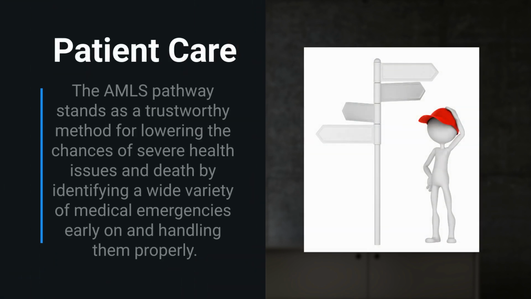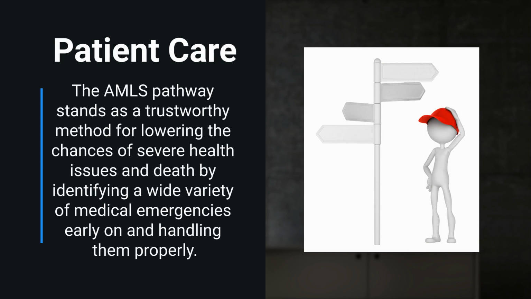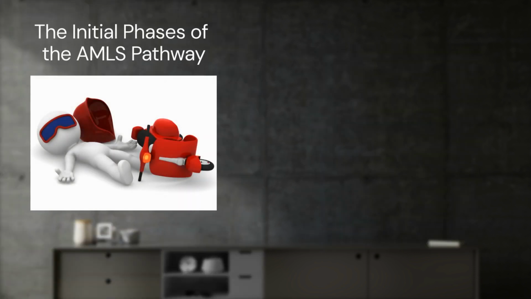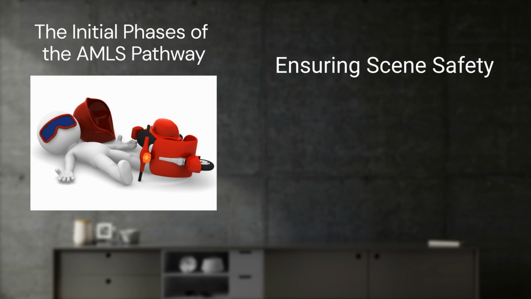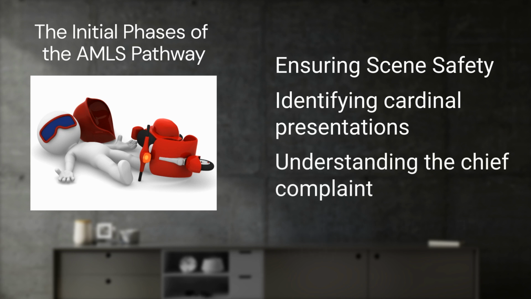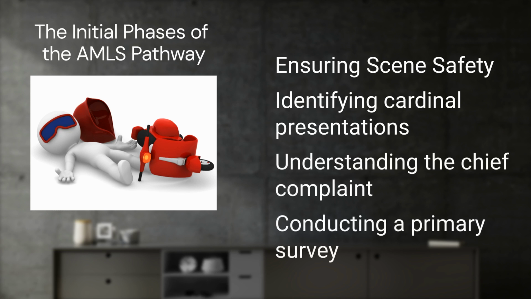The AMLS pathway stands as a trustworthy method for lowering the chances of severe health issues and death by identifying a wide variety of medical emergencies early on and handling them properly. The initial phase of the AMLS pathway involves ensuring the scene is safe, picking up on situational hints, identifying the cardinal presentation, understanding the chief complaint, and conducting a primary assessment. Once any immediate threats to life are dealt with, the next step involves forming an initial impression.